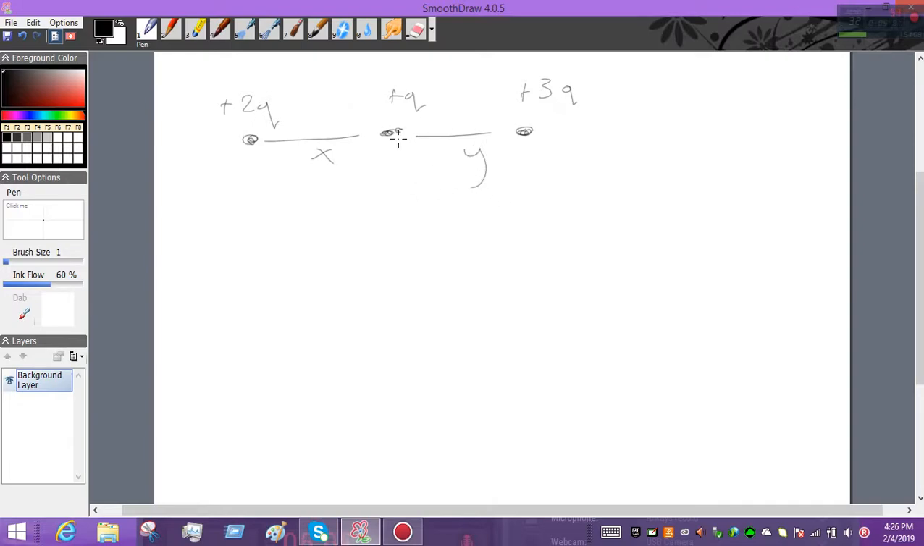We know that the net force is 0 because the electric force is 0. So the repulsive force from this charge to that one, I'm just going to label them A, B, C.